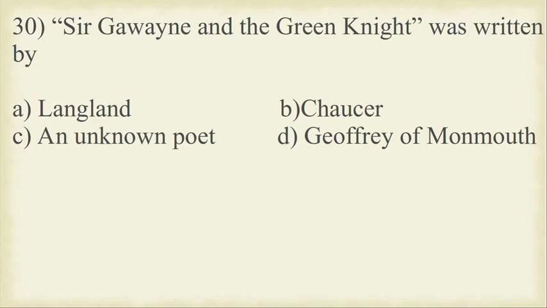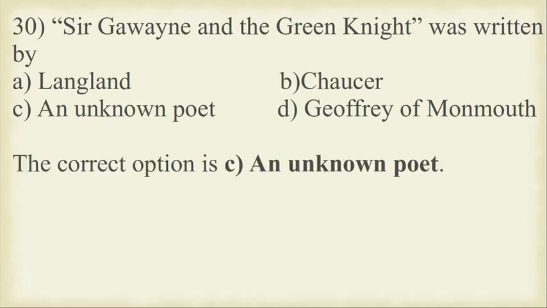Question number 30. Sir Gawain and the Green Knight was written by option A, Langland, option B, Chaucer, option C, an unknown poet, option D, Geoffrey of Monmouth. The correct option is C, an unknown poet.